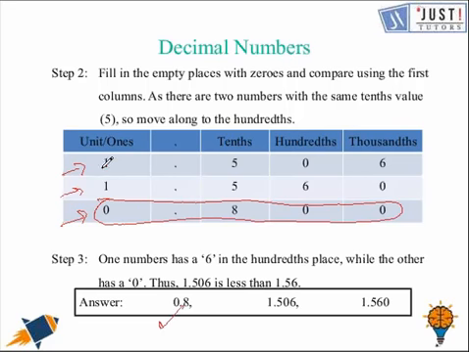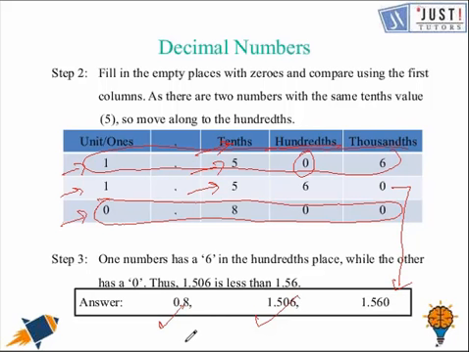Now if you notice, in the ones column we've got both the digits as 1. So we'll move to the tens column. We again have got all the digits as 5, so we'll move to the hundreds column, and we've got a 0 there, and hence this is the next smaller number. So this is on the list, and then this is the largest number. So we've got our answer as 0.8, 1.506, and 1.560. This is how we can compare the numbers.